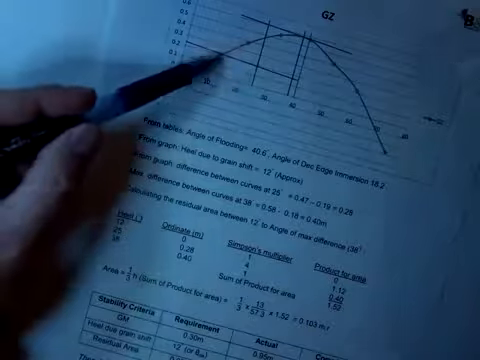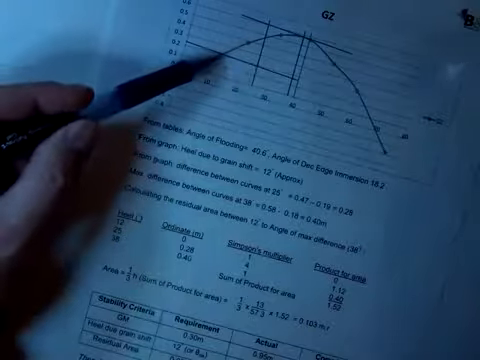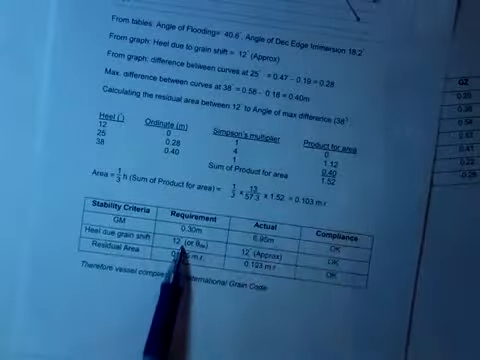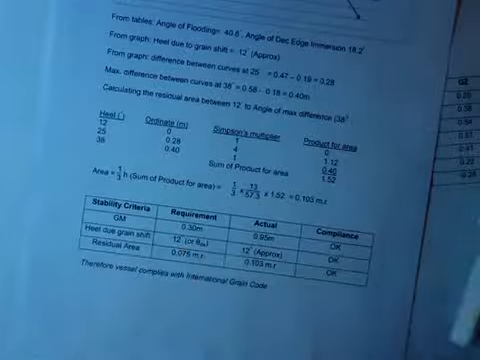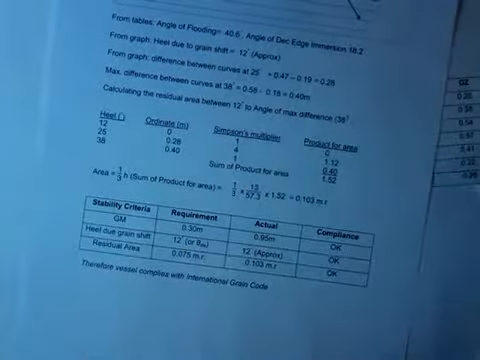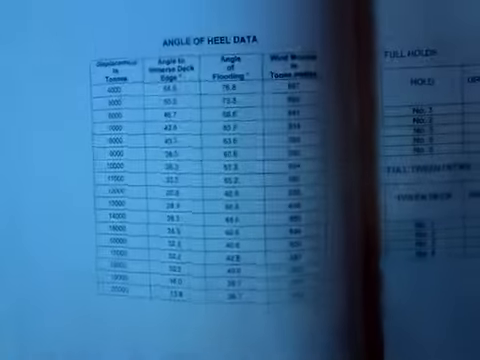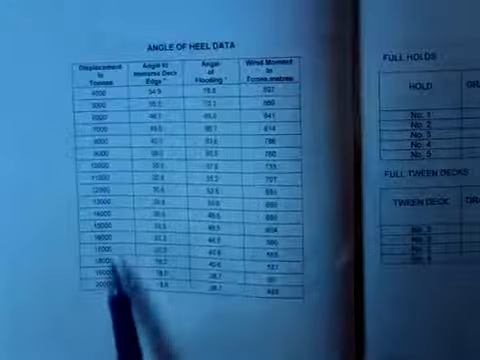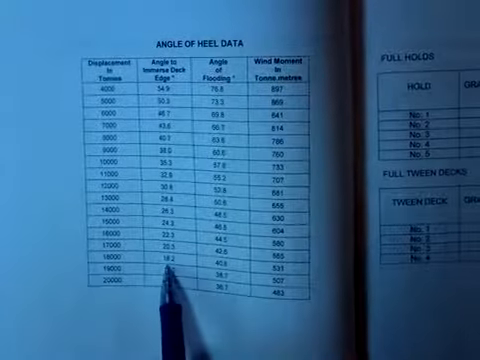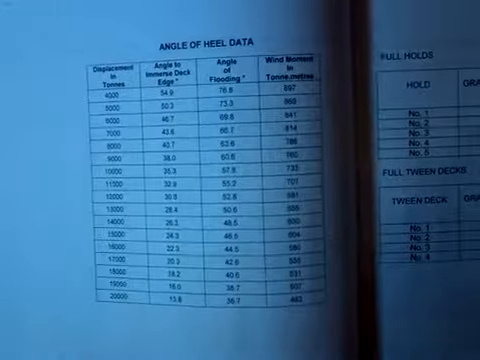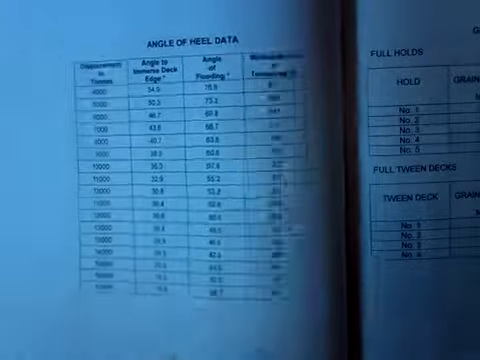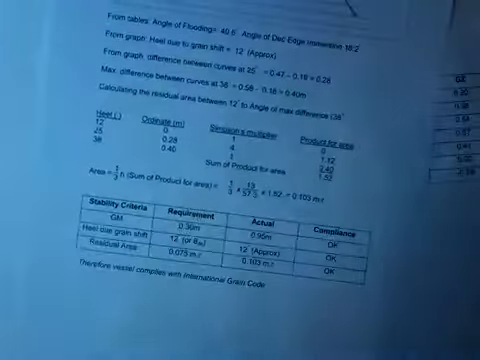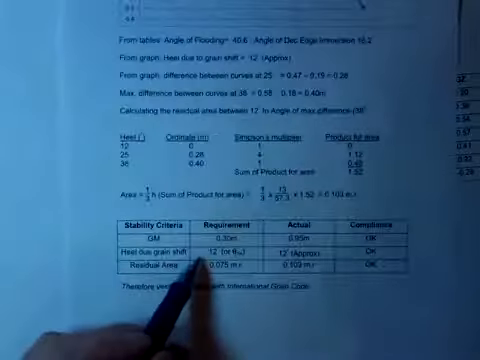That angle cannot be more than 12 degrees. So we'd write that value down in our criteria table at the bottom, and we can see 12 degrees. So at the moment it complies. The other thing we need to check is the deck edge immersion. If we go into our table for the angle of heel data with our displacement, we can see that the angle of deck edge immersion is 18.2 degrees, which is far higher, so nothing we need to worry about there. Also, while we're there, we'll just look at the angle of flooding, 40.6 degrees. So we know that that's okay.